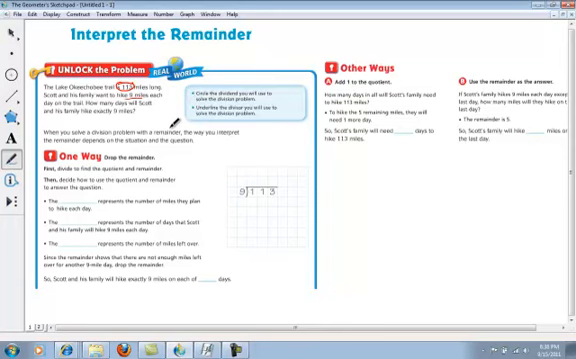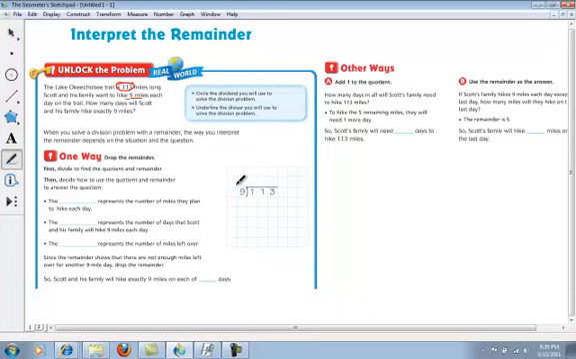Now, when we solve a division problem with a remainder, the way that we interpret the remainder or use the remainder depends on the situation and the question. So we have to think about what's going on in the problem. Sometimes we may have a problem that requires us to drop the remainder. We don't even need to pay attention to it. So to do that, first we would divide to find the quotient and the remainder. Then we would decide how to use the quotient and remainder to answer the question.